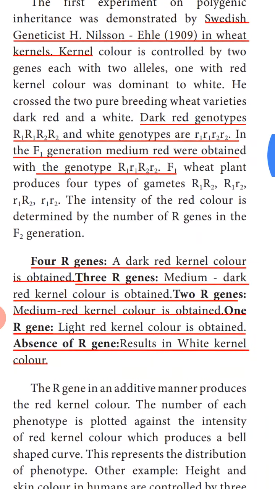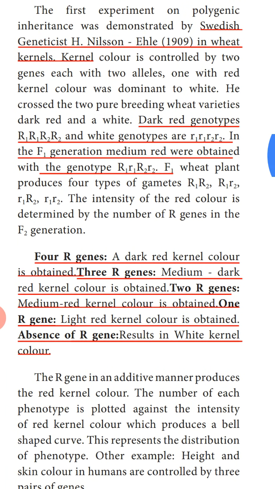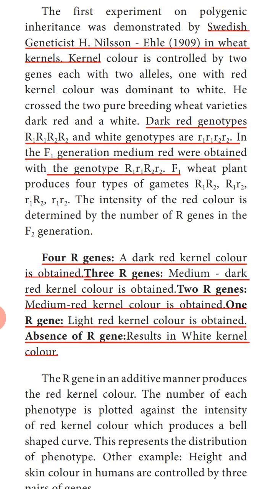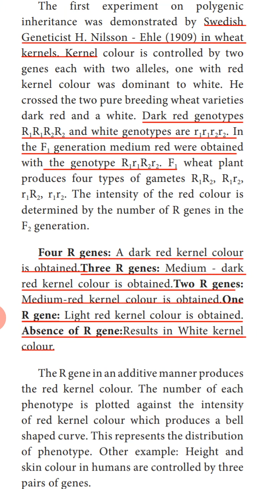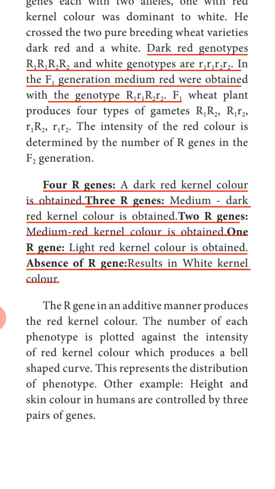The intensity of the red is determined by the number of R genes in the F2 generation. So if 4 R genes are present, a dark red kernel color is obtained. Only 3 R genes present, medium dark red color is obtained. 2 R genes, medium red color is obtained. 1 R gene present, light red color is obtained. Absence of R gene results in white color. The R genes in an additive manner produce the red kernel color. So the more capital R, the darker is the color.